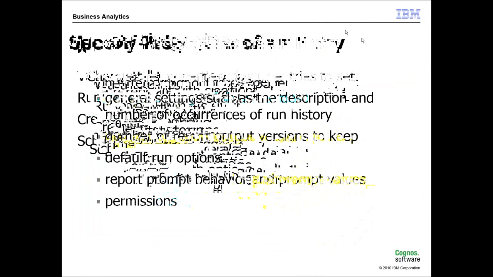So if you have a region as a prompt, you could set that to either Canada or the U.S. Hard code that so that whenever a user runs a report, they don't have to scroll to look at their specific area. And also you can specify the permissions of an entry.